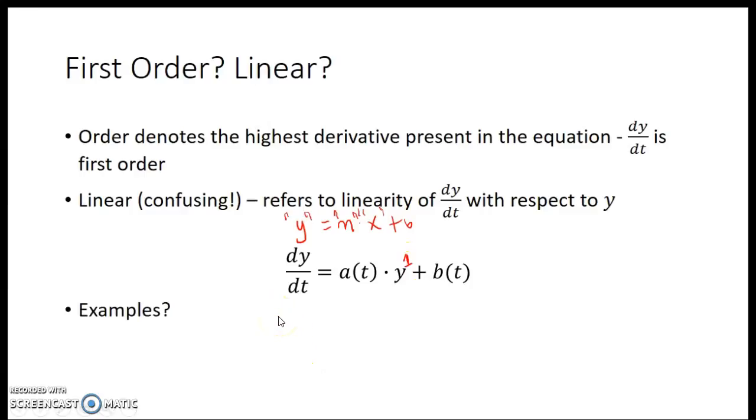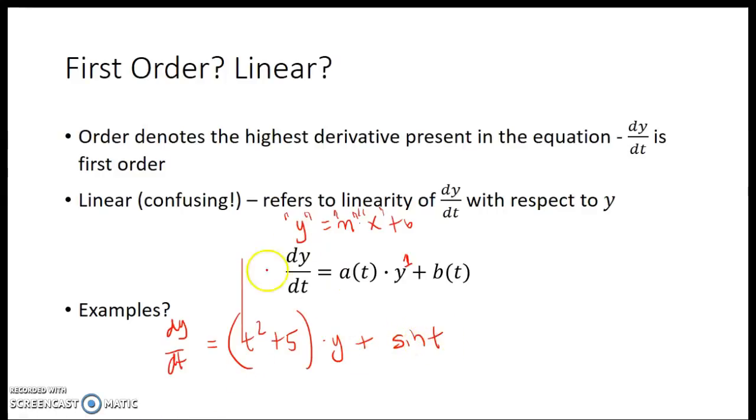So what are some examples? Some examples that we can look at that would be probably most evident: dy/dt equals (t squared plus 5) times y plus sine of t. This is a first-order linear equation because we can identify these components. Now a(t) is just some function of time, and the function of time doesn't have to be linear. It has to be linear with respect to y. And this component here would be what we would call b(t).